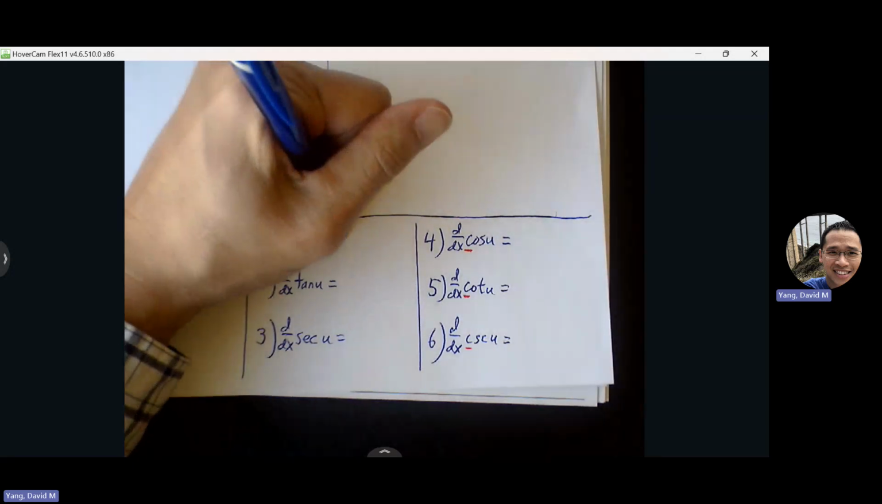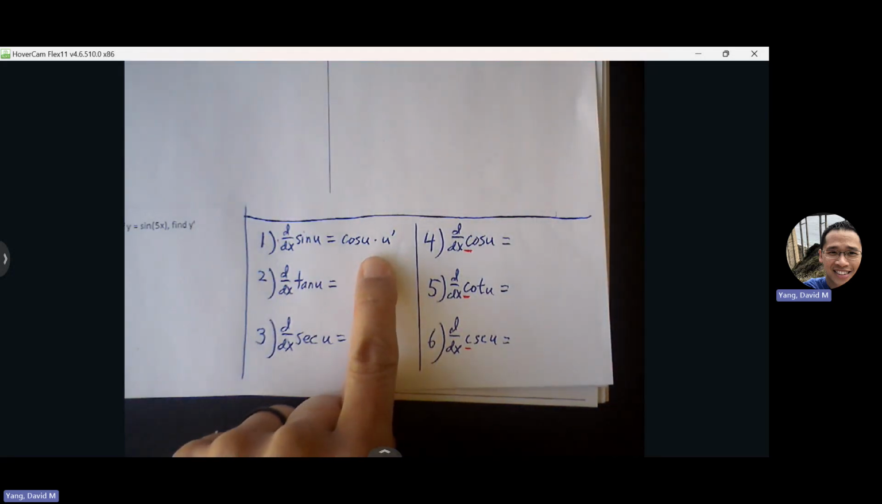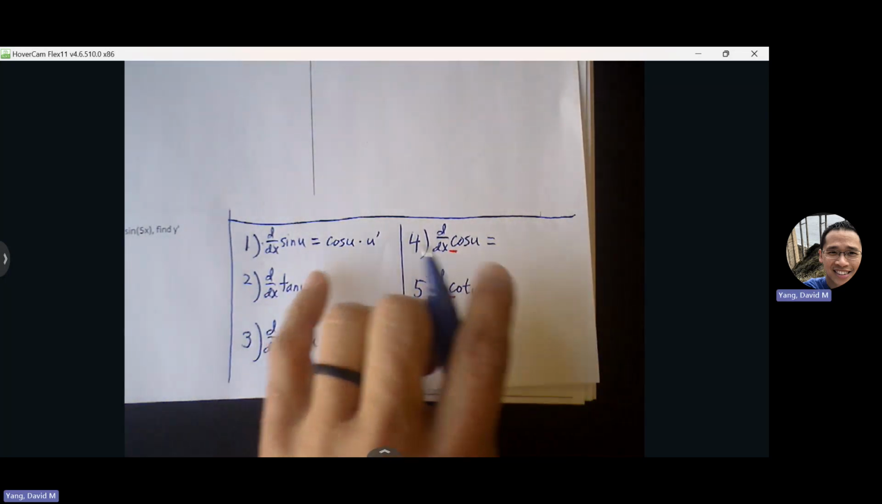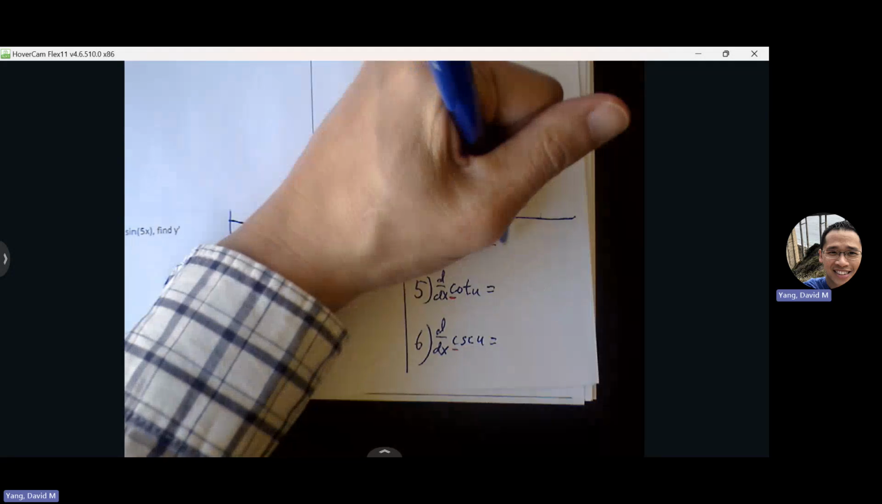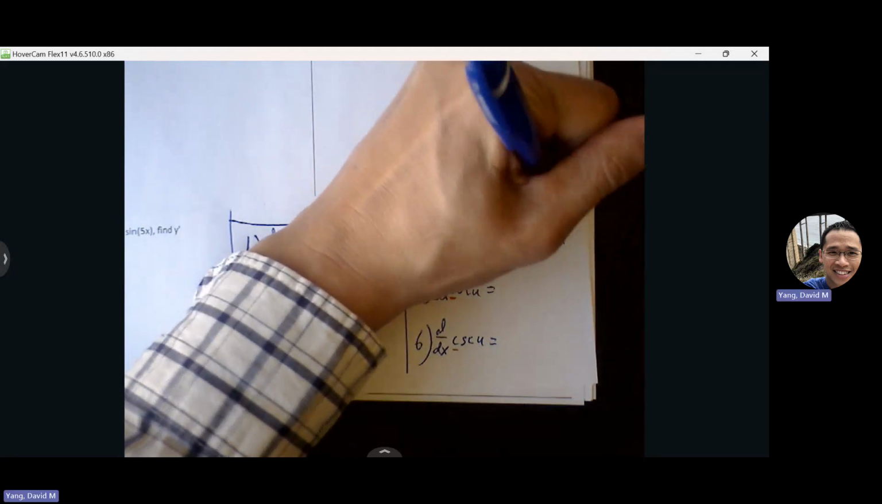So sine is going to be cosine of u times u prime. We're going to memorize the rules with chain rules built in because this is the more helpful form for most of our problems. All right. Cosine is going to have a similar form to the one to the left. Cosine will be a negative sine of u times u prime.